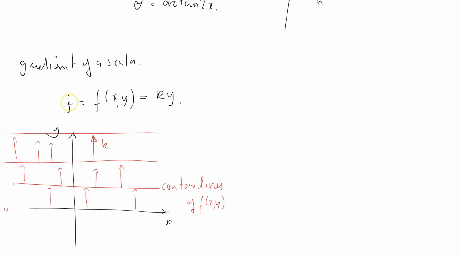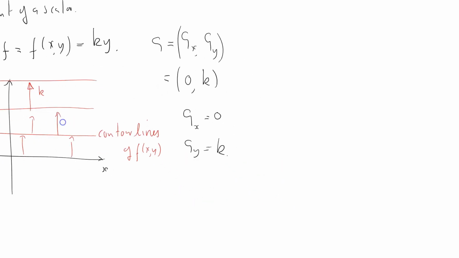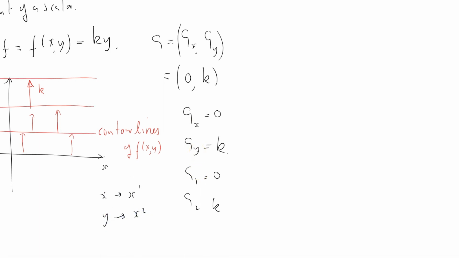So let's work out what the components of the gradient are. I'm going to call G, I'll switch back to black, G equal Gx comma Gy, and that's going to equal 0, k, I guess. So Gx equals 0 and Gy equals k. So 1 and 2, 0 and k. So coordinate x is called x1 and y is called x2. Sometimes I use the numbers, sometimes I'm going to use the symbols.